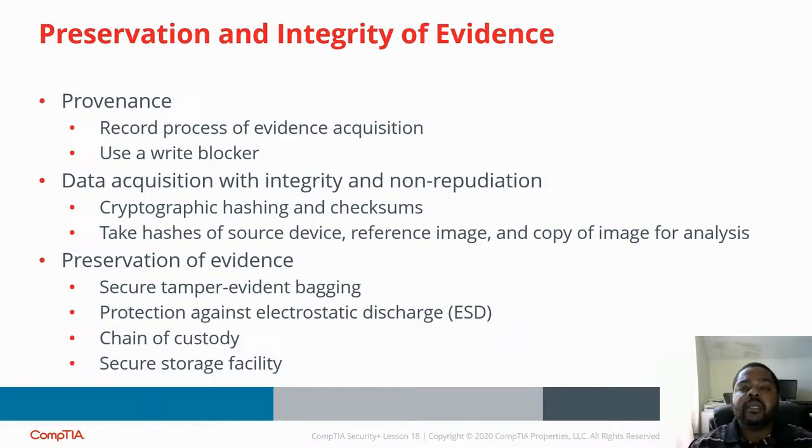Now, when it comes to also having some more preservation of the evidence, we want to make sure that, like I said, we have that secure tamper-evident bag. That's where we want to put our original hard drive in. You also want to make sure that you stay away from any kind of electrical discharge that you may have in the office. So wear some kind of static band, or have that workstation on a non-static mat that we can do work on, and take that internal hard drive out.